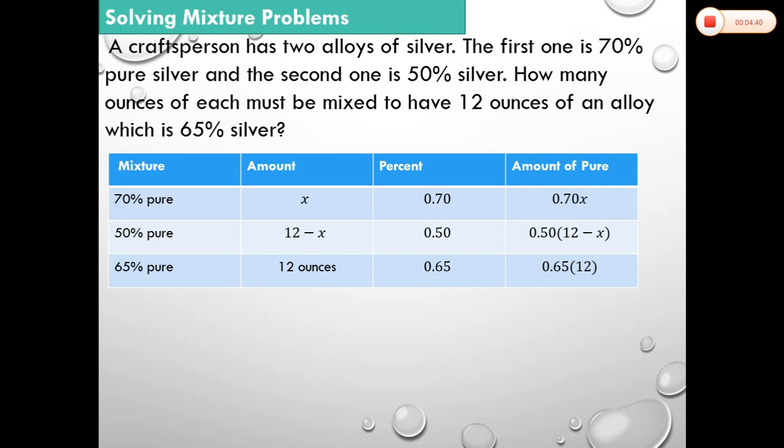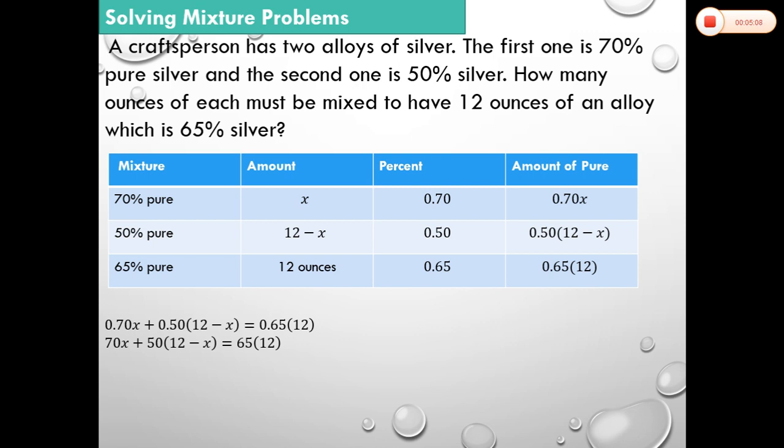So therefore, for 70% pure, we have 0.70x. For 50% pure, 0.5 times (12 minus x), with a total of 0.65 times 12. The equation gives us 0.7x plus 0.50 multiplied by (12 minus x) is equal to 0.65 times 12.